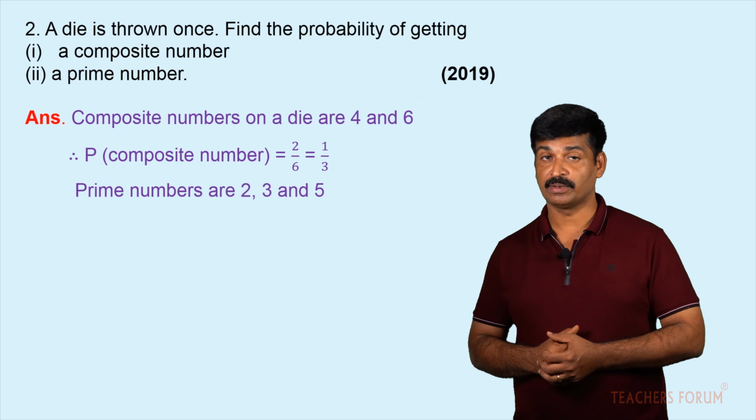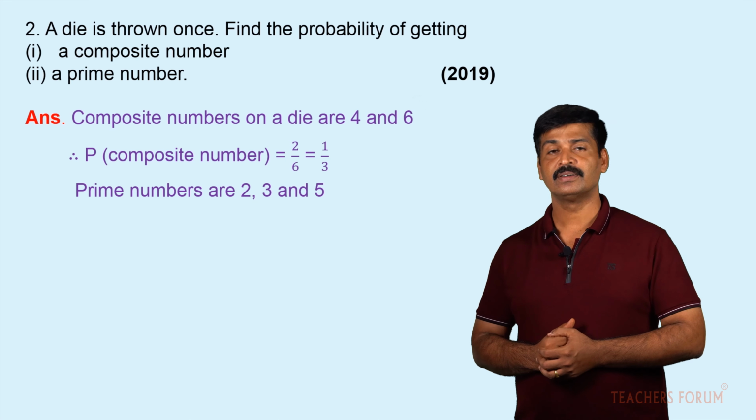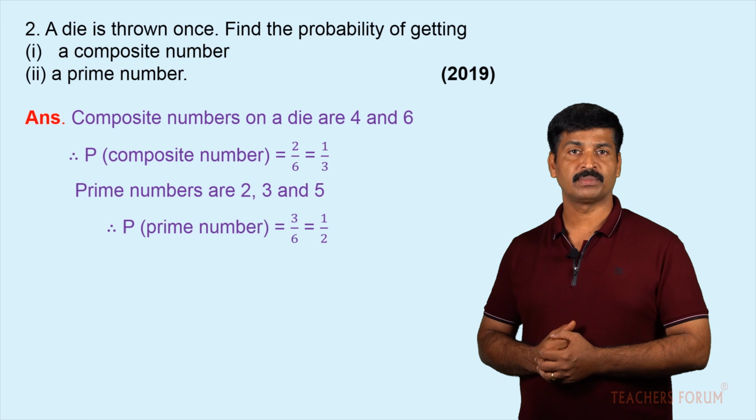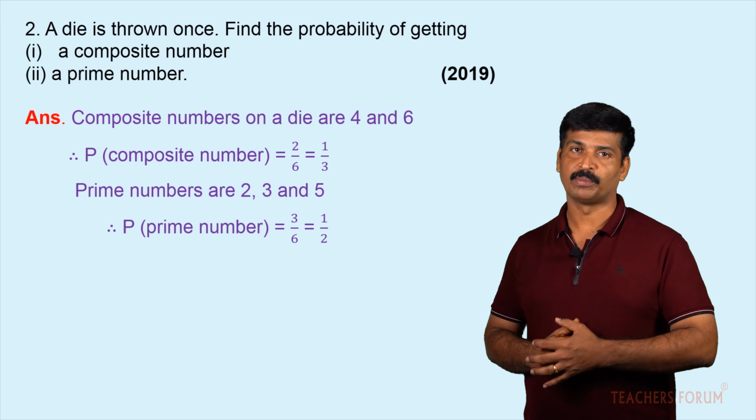Next one, a prime number. 2, 3 and 5 are prime numbers. So they are 3 in number. So the probability of getting a prime number is 3 by 6, that is 1 by 2.